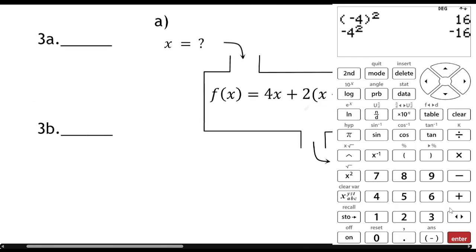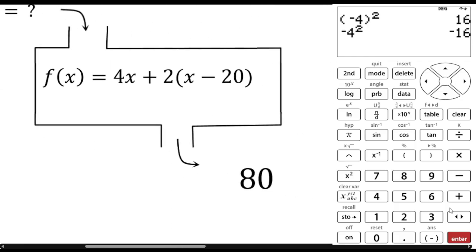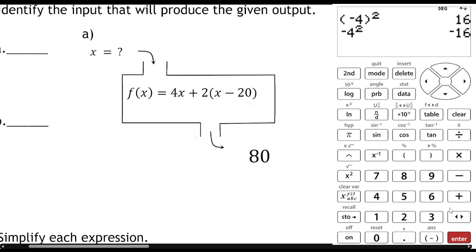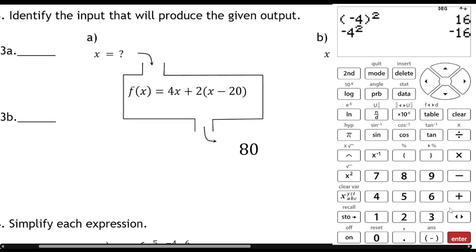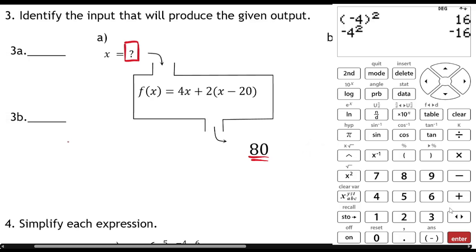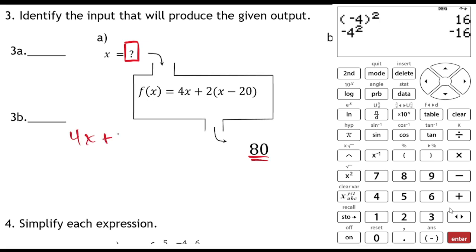Next page. Here we see kind of the other side of this coin, right? What's happening now is it says, hey, identify the input that will produce the given output. So now the question is, what input would I put into this function to get an output of 80? And in order to answer that question, all we're going to do is take the definition of this function, the function f of x, which is 4 times x plus 2 times the quantity of x minus 20. And we're going to set that equal to our desired output. So I'm setting the definition equal to the output and just solving for x.